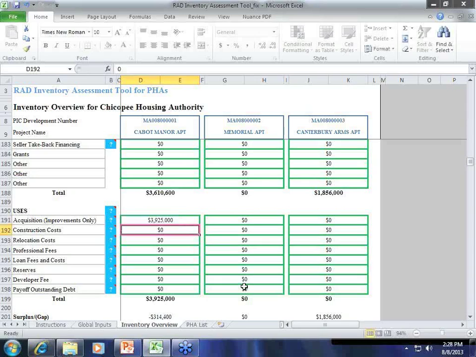So will you tell me when you're ready to keep going, because I can't see what you're... Oh, sure. Sorry, Kathleen. Yes, I've entered it, and it's $3.925 million.